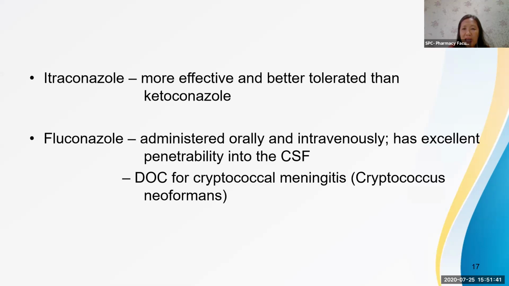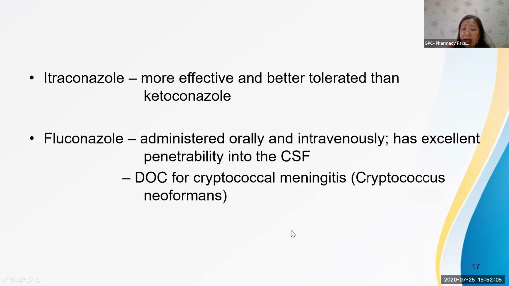So administered orally and intravenously. So we have fluconazole, the one that is available as an IV. So usually we use this for cryptococcal meningitis. So Cryptococcus neoformans, this is the fungus that causes cryptococcal meningitis. So remember, meningitis is inflammation of the brain.